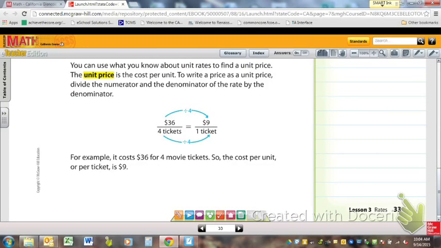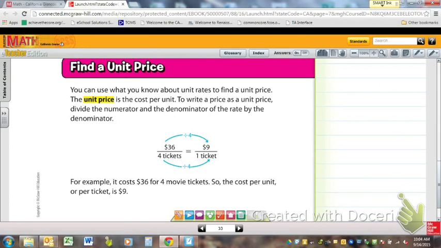Here we have a unit rate. We're trying to find the unit price. You can use what you know about unit rates to find a unit price. The unit price is the cost per unit: $1, 1 ticket, whatever they're asking you for. So to write a price as a unit price, divide the numerator and the denominator by the denominator. So here we have $36 for 4 tickets.